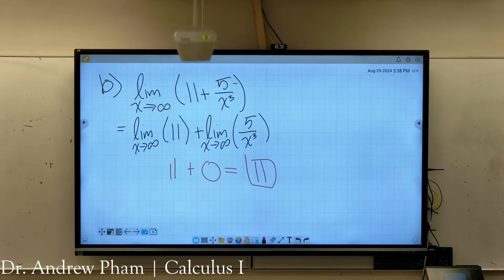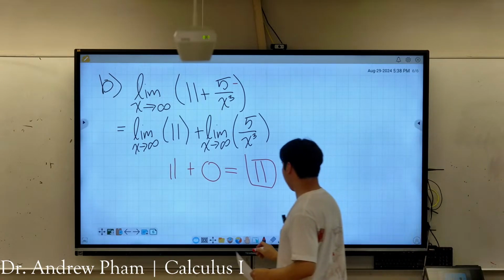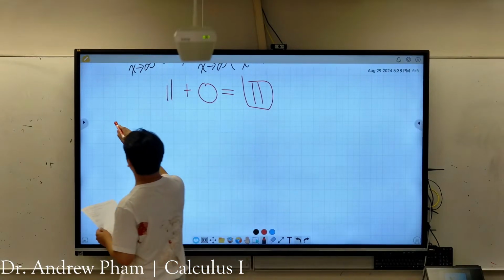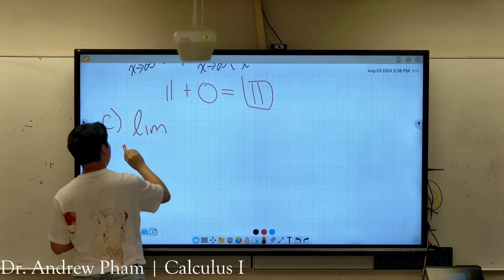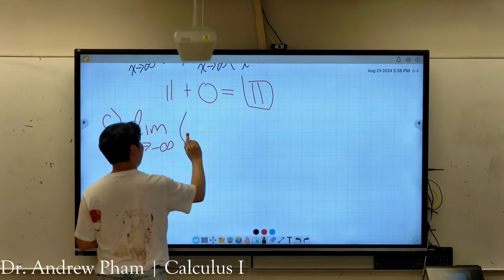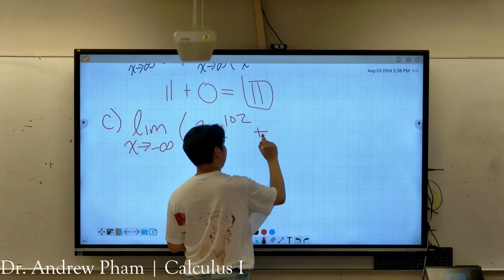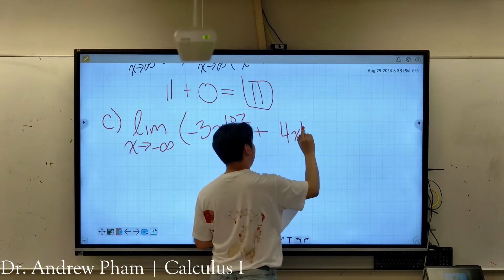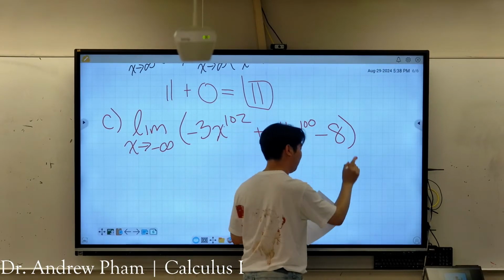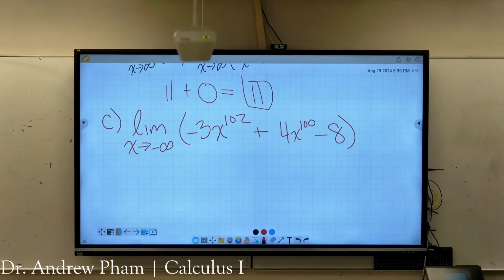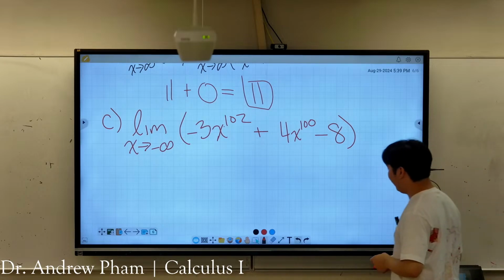Let's do one more for this example. Part C, let's do the limit as x goes to negative infinity, negative 3x to the 102nd power plus 4x to the 100th minus 8. Someone give me what will be our final solution here. What was that? Negative infinity.